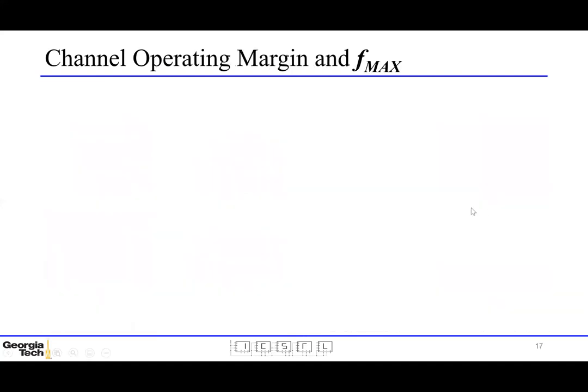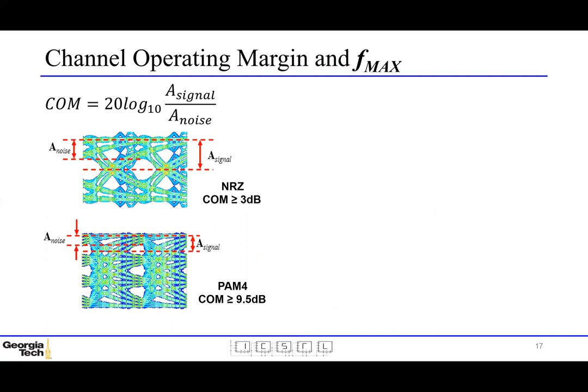The channel operating margin, or the COM, is a measure of channel performance and is defined as 20 log to the base 10 of the ratio of signal amplitude to the noise amplitude. It can be determined from the eye diagram also, as shown in the figures. The minimum channel operating margin required for signal recovery at the receiver for NRZ is 3 dB and for PAM4 is 9.5 dB. For PAM4, the average of COM for the 3 eyes is taken.